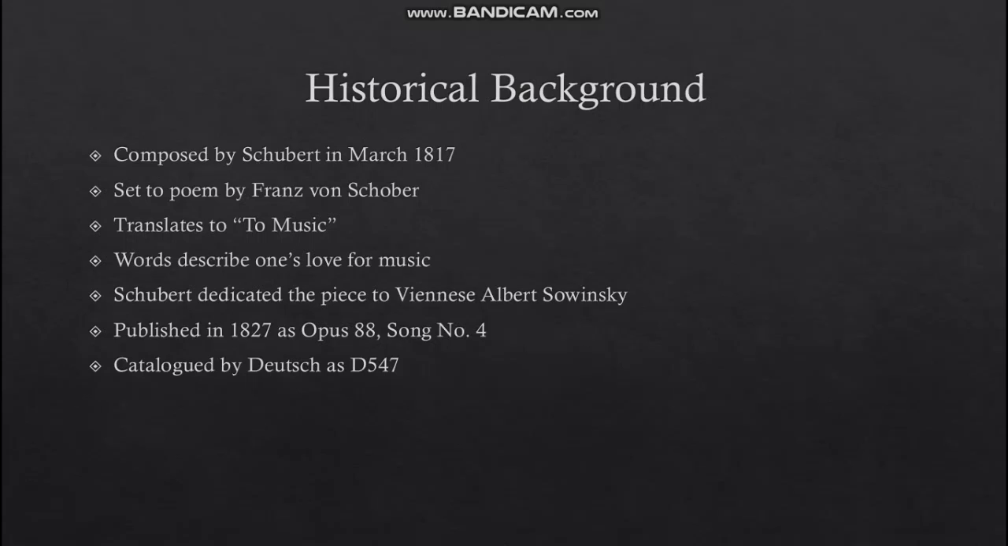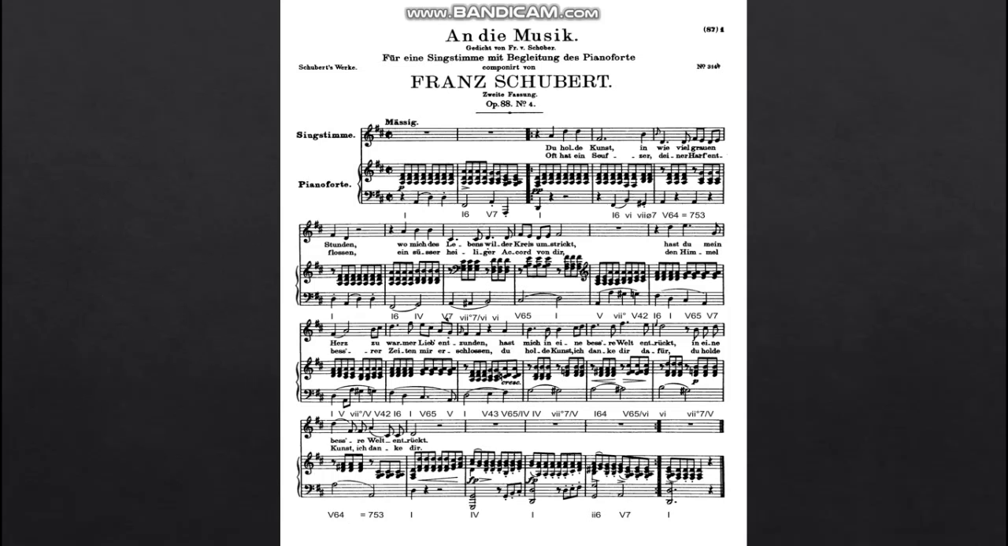Schubert dedicated the piece to a Viennese man who was a pianist by the name of Albert Sowinski. He actually dedicated it to him 10 years after he wrote it, when the piece was published in 1827, and it was published as Opus 88, song number 4, and it was cataloged by Deutsch as D547.